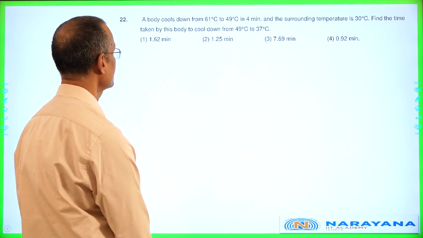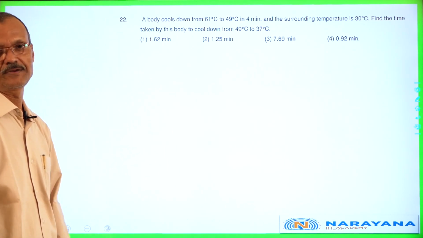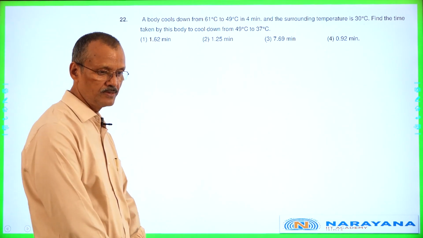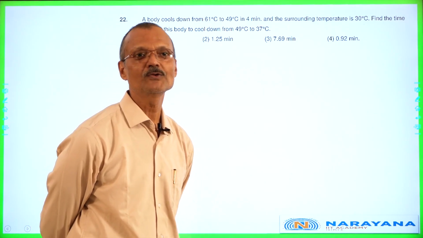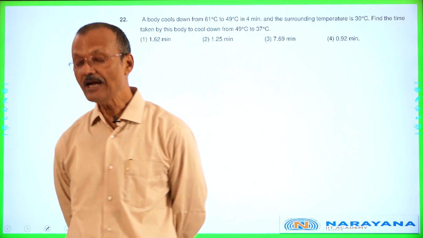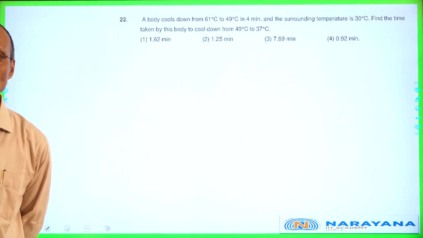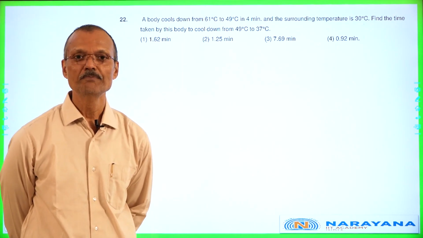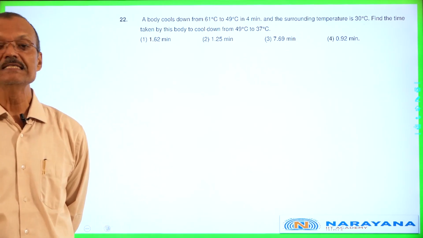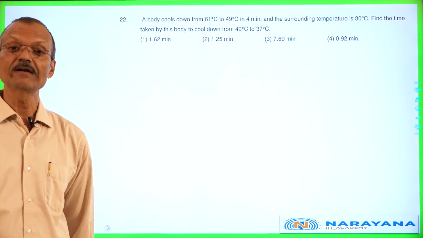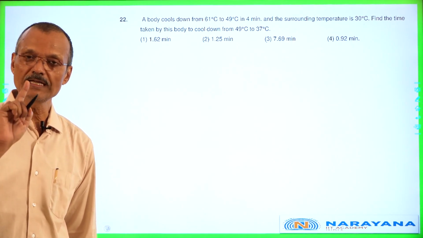Newton's law of cooling based question: a body cools down from 61 to 49 degrees centigrade. Very simple thing, mainly whenever I am seeing Newton's law of cooling, compare with Stefan's law. In Stefan's law, the rate of cooling is proportional to fourth power of absolute temperature, whereas in Newton's law of cooling, it is directly proportional to mean excess temperature, means power 1. It is happening because in Stefan's law, the body is being cooled by only one process and you are considering only radiation.